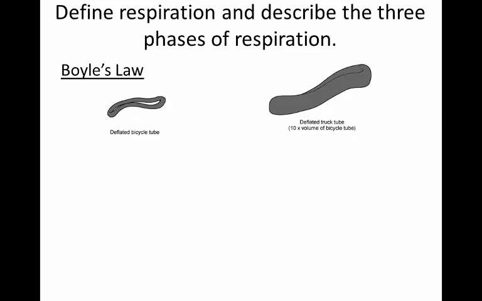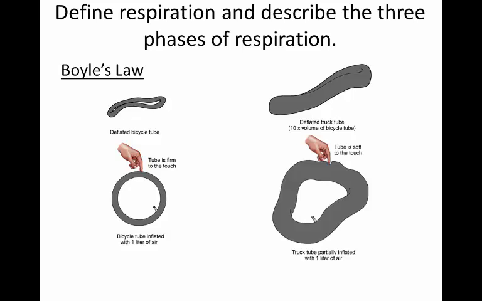Here we have on the left a deflated bicycle tube, and on the right side we have a deflated truck tube. The truck tube is 10 times the volume of the bicycle tube. If we were to take the bicycle tube and inflate it with 1 liter of air, the bicycle tube would be firm to the touch. Because we have a smaller volume of tube, the 1 liter of air would have a large amount of pressure within that tube. If we were to put 1 liter of air in the truck tube, the truck tube would only be partially inflated. Because it's 10 times the volume, there's not nearly the same amount of pressure within the truck tube.